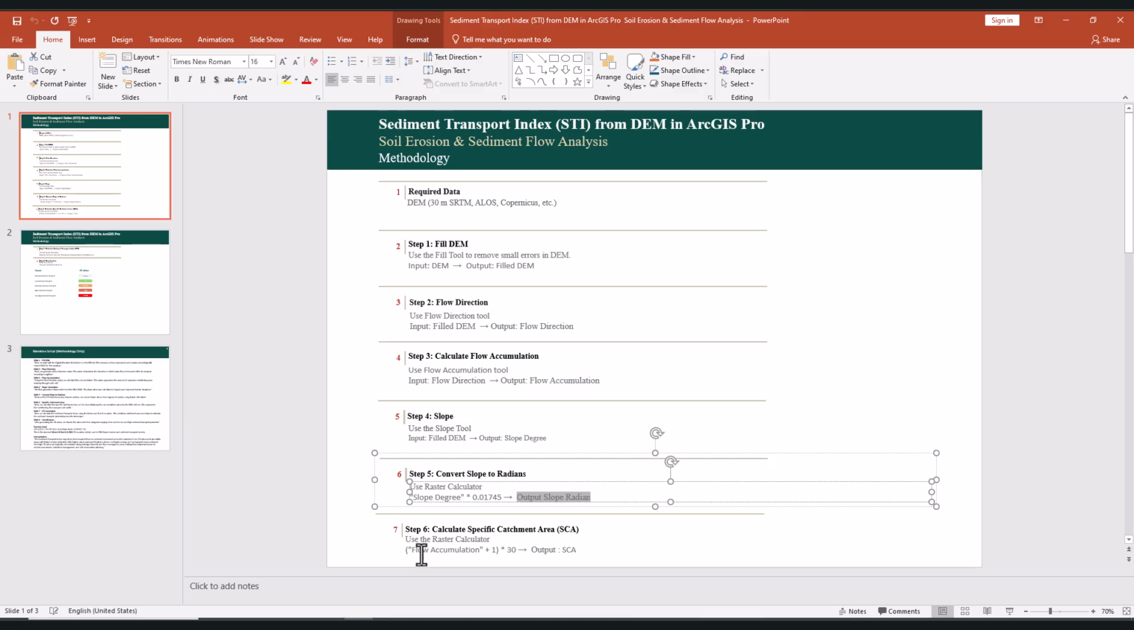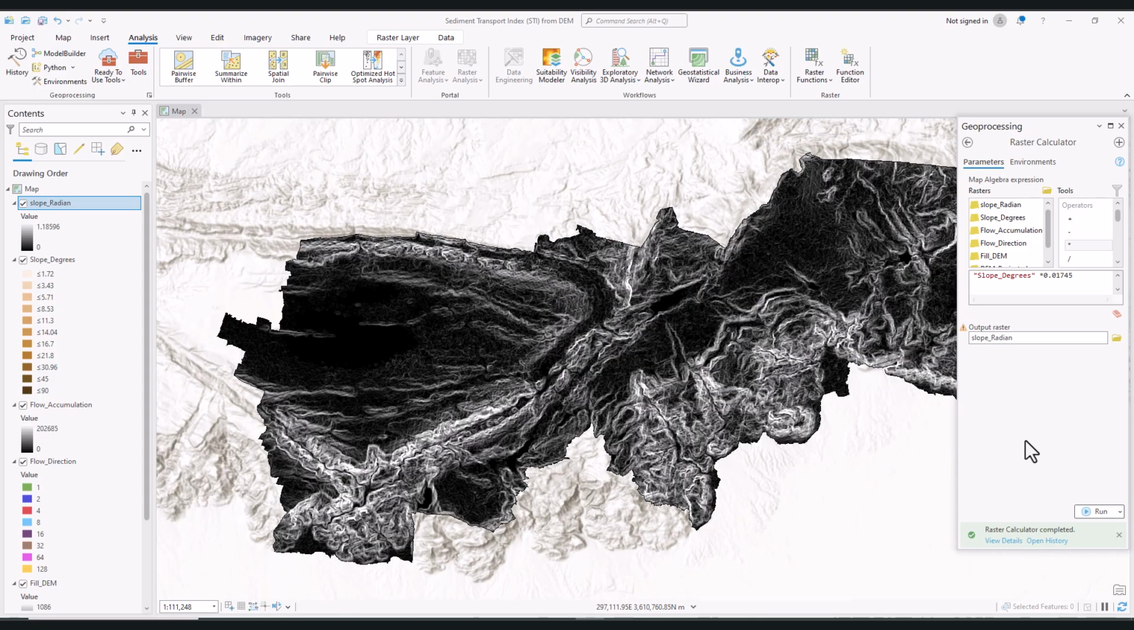Next, we calculate the specific catchment area, or SCA, by multiplying flow accumulation values by the DEM cell size. This represents the contributing flow area per unit width.